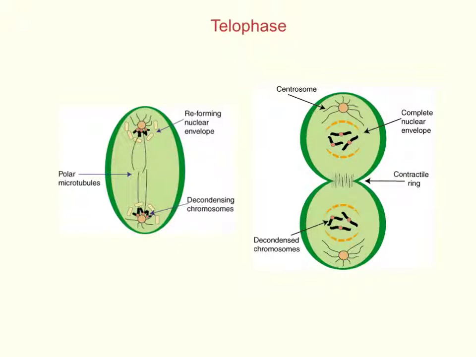The nuclear membrane begins to reform around each set of chromosomes. The chromosomes decondense to form chromatin. The nucleoli reappear and the spindle apparatus disappears. The cell is now ready for cytokinesis.